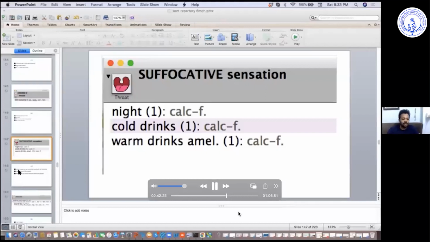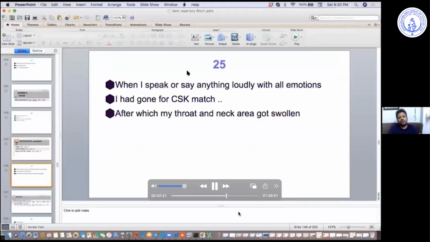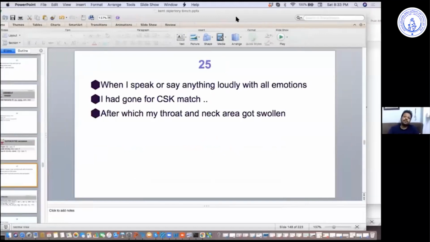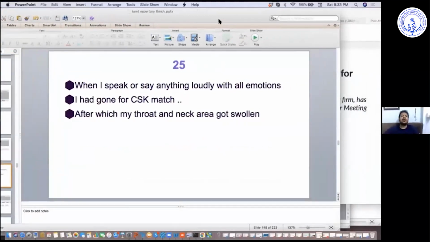Anyways, chalo, let's go ahead. Doctor, I went to watch an IPL match and I was shouting, Dhoni, Dhoni, Dhoni, and I was screaming. And then suddenly my whole neck here got swollen. What should I do? Dekho, tell me. Tell me, how will you take this? Batao. Chalo, open Kent, kholo.